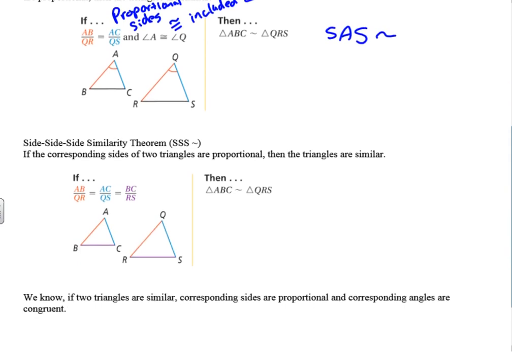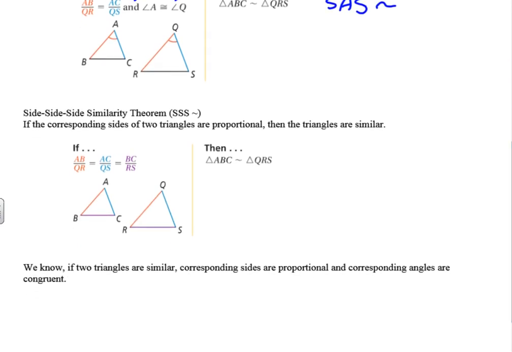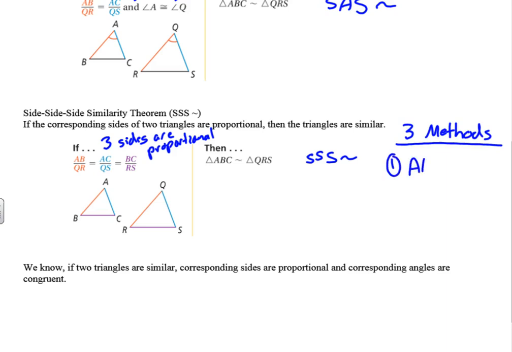And then the last method is side-side-side similarity. In here, again, we're not showing congruent, but we're showing that three sides are proportional, meaning their ratios are all equal. And we can make that statement, and that would be side-side-side similarity. Just to summarize, our three methods to prove similar: one is angle-angle similarity, two is side-angle-side similarity, and our third reason is side-side-side similarity.